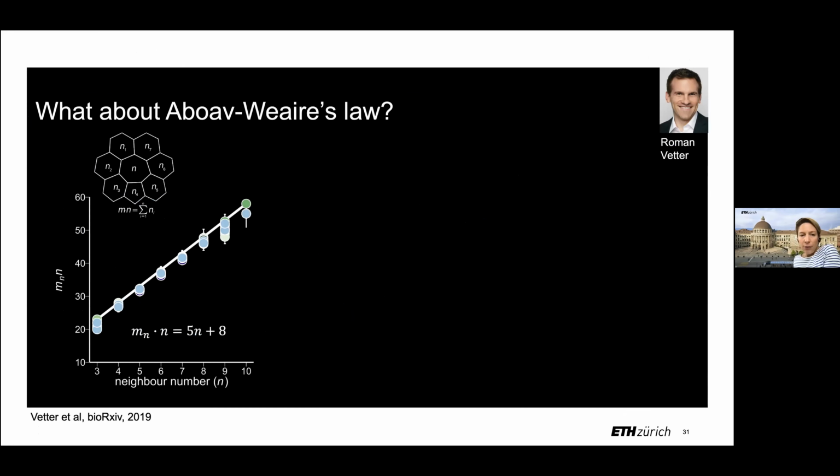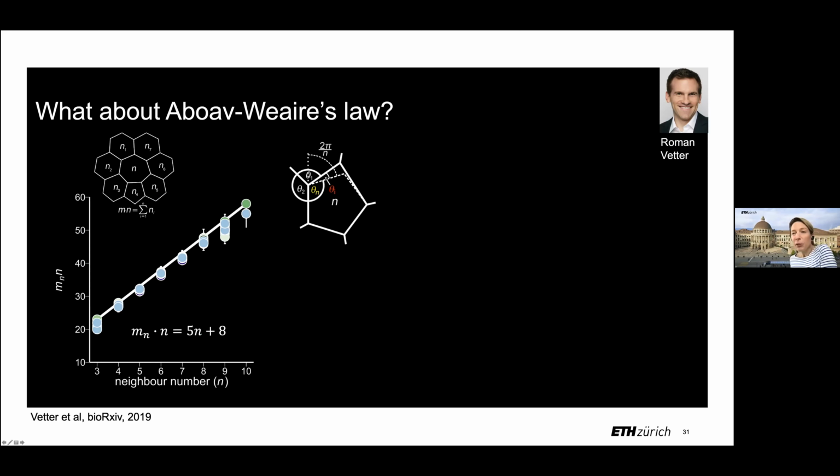So what about Aboav-Weaire's law? Here you now see the formula that I hadn't printed before, 5n plus 8. The second constraint that you have in a contiguous lattice is that your angles at each vertex have to add up to 360 degrees. If you're trying to have really regular polygons adjacent to each other, you would not manage in most cases to add up to 360 degrees, and so you will get some deviatory angle here.